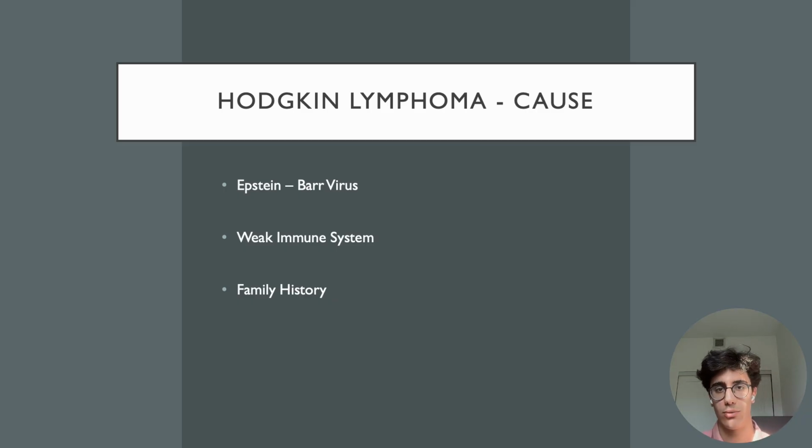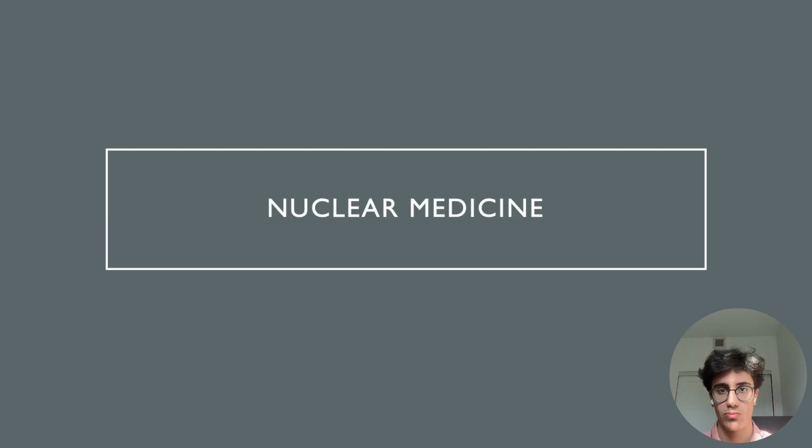Other causes include weak immune system and also family history. Now, Hodgkin lymphoma is also mostly seen in people ages between 15 to 35, so young adults, and also people aged above 55 years, so older adults.